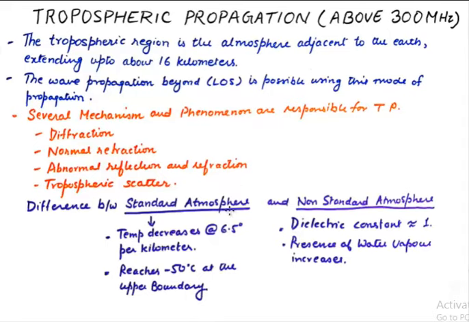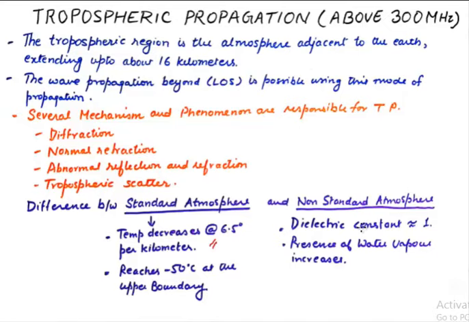Before we diverge into the discussion of tropospheric propagation, we need to understand the difference between a standard atmosphere and a non-standard atmosphere. Please understand, a standard atmosphere is something where the temperature decreases at the rate of 6.5 degrees per kilometer. So as we move up, the temperature decreases and it reaches minus 50 degrees at the upper boundary of the atmosphere of the Earth.